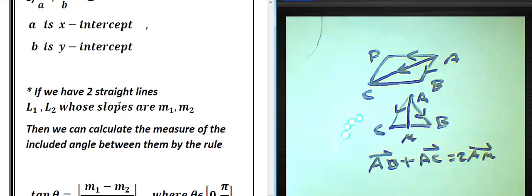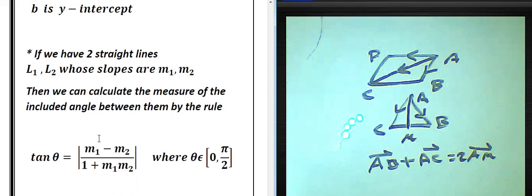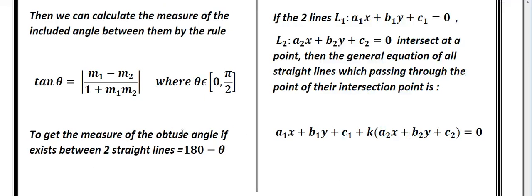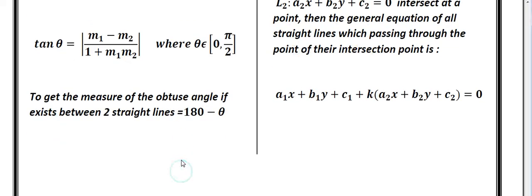If we have two straight lines L1 and L2 whose slopes are m1 and m2, then we can calculate the measure of the included angle between them by the rule tan theta equals slope 1 minus slope 2 over 1 plus slope 1 multiplied by slope 2, where theta belongs to the interval from 0 to pi over 2. To get the measure of the obtuse angle, it will be 180 minus theta.